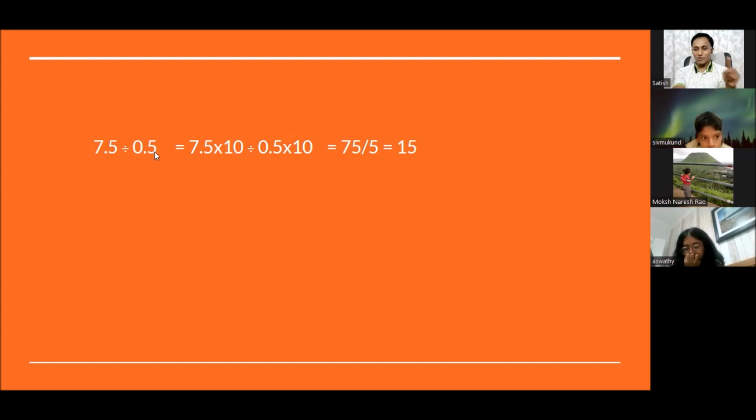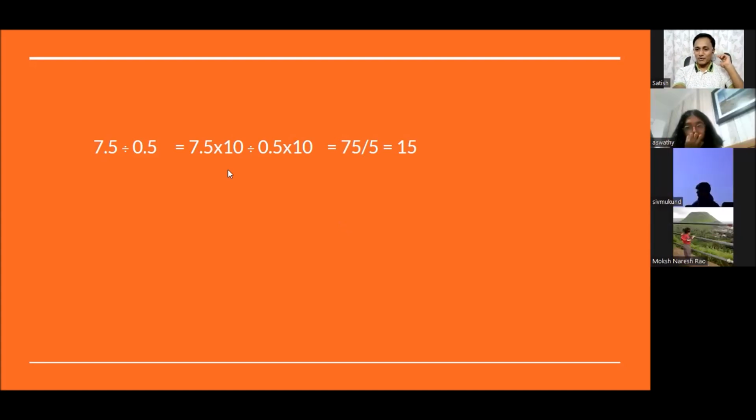You multiply both denominator and numerator by 10. This becomes 75 by 5. 75 by 5, you know, it is 15. You understand? So doing it with decimals is a bit difficult, so you convert them into integers and then do it.